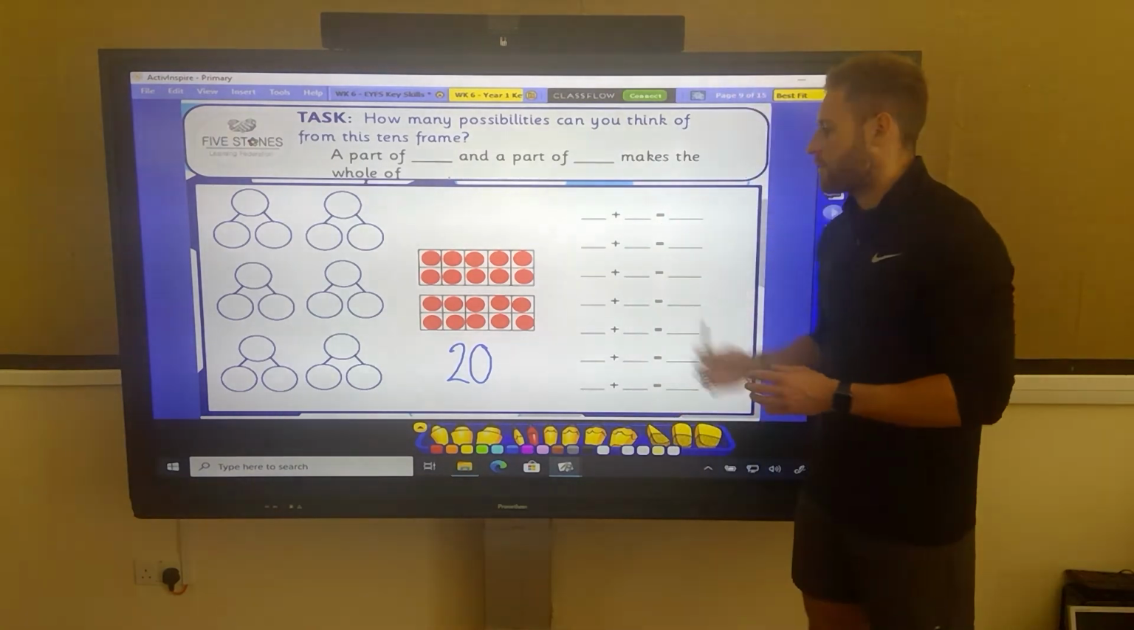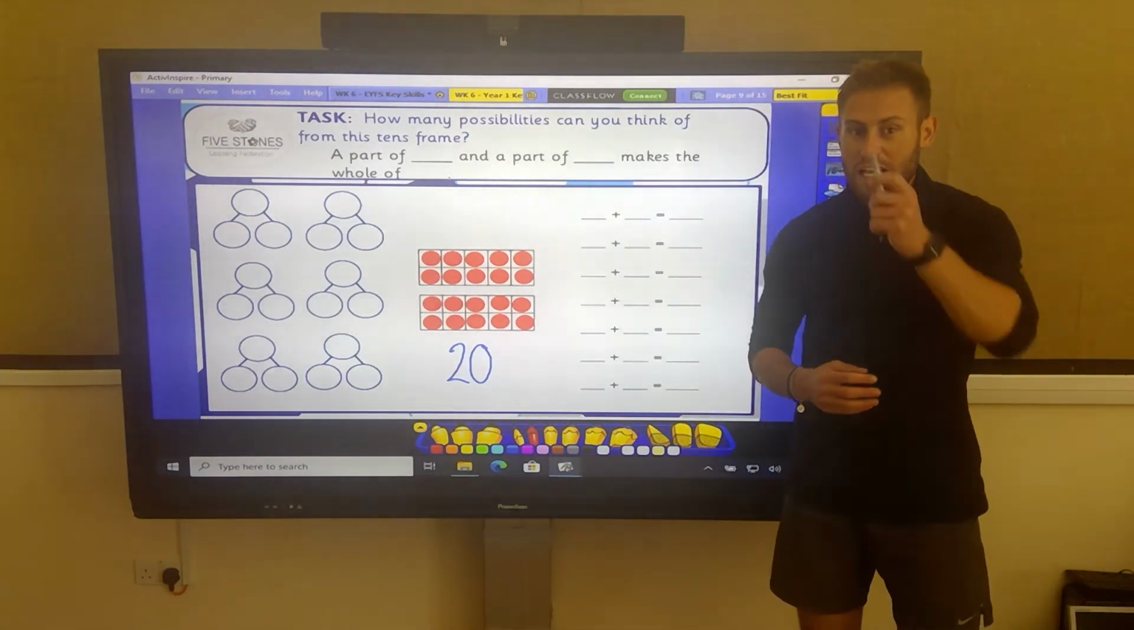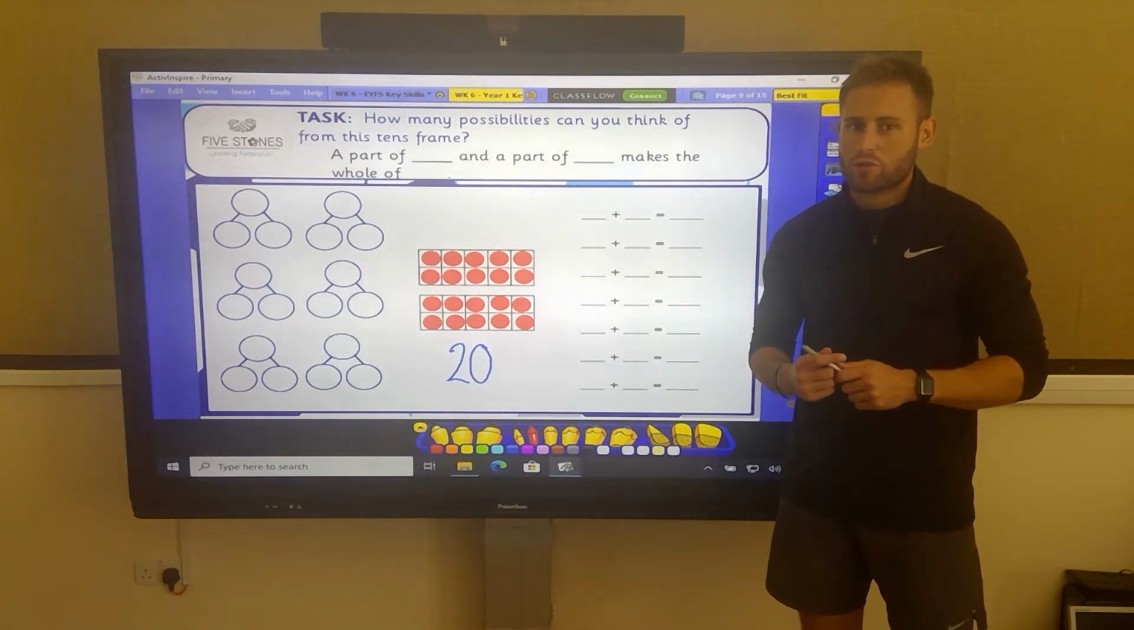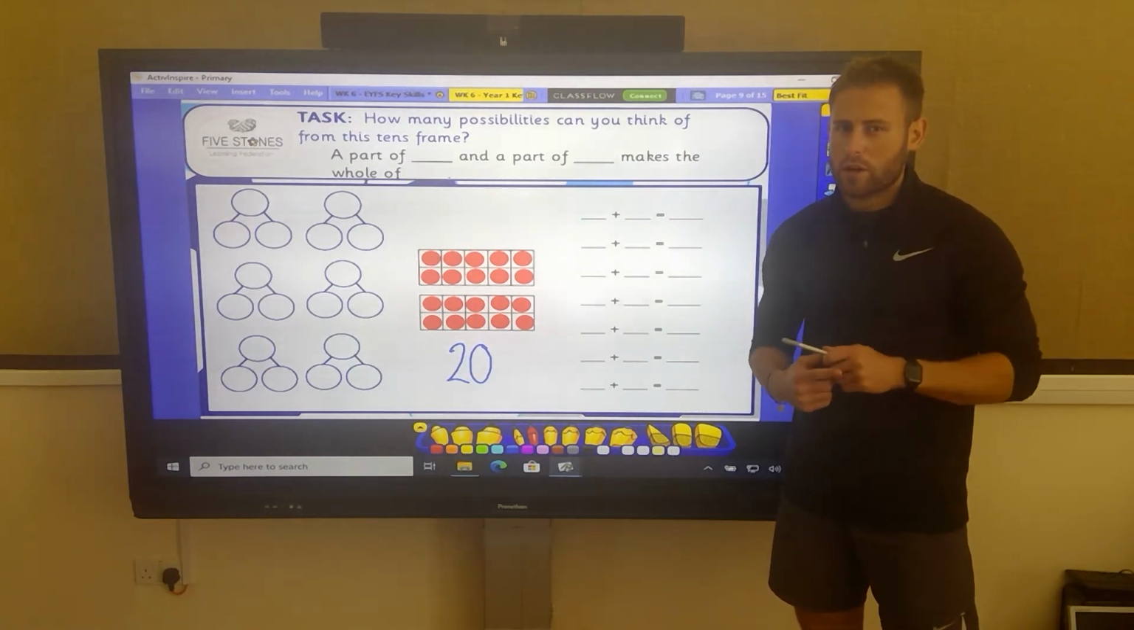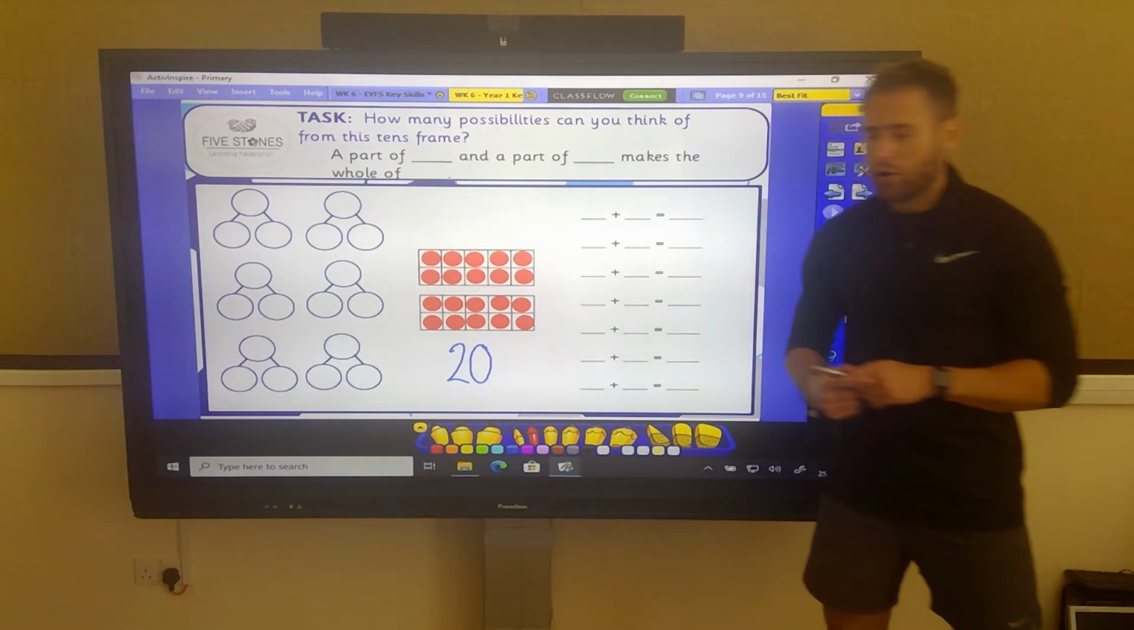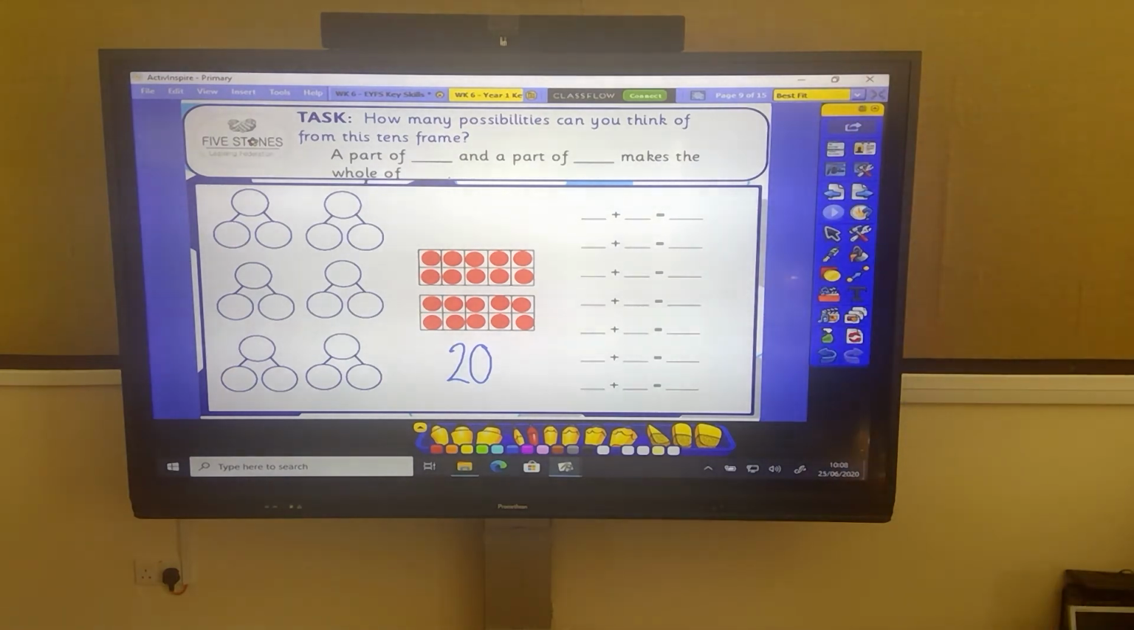You can then go off and write some addition number sentences. And if you want to, you can write some subtraction sentences as well, because I know you've been working super hard on that. Off you go. Pause the screen to give yourself more working out time.